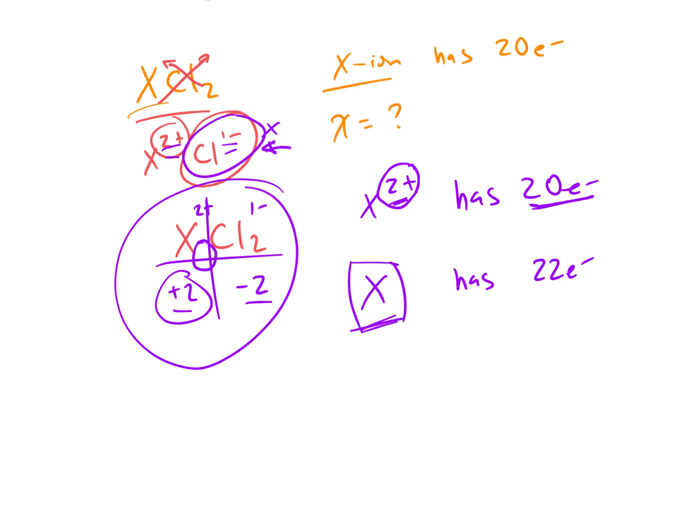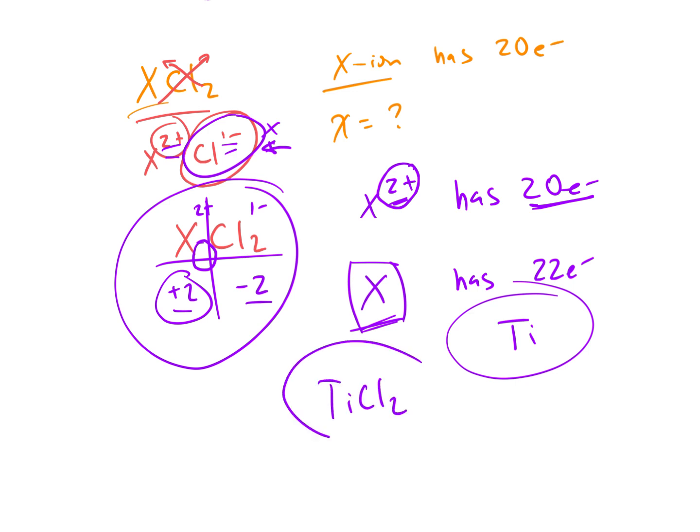This is the element, not the ion. So what neutral element has 22 electrons? The one that has 22 protons, right? When they're neutral, the number of electrons and protons are the same. We learned about that, right? So this is titanium. So that means it's TiCl2. Are we good?